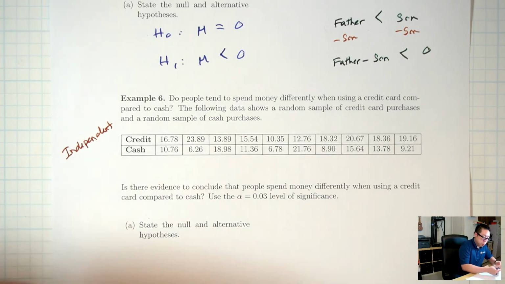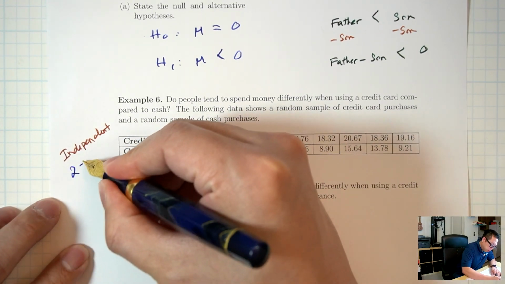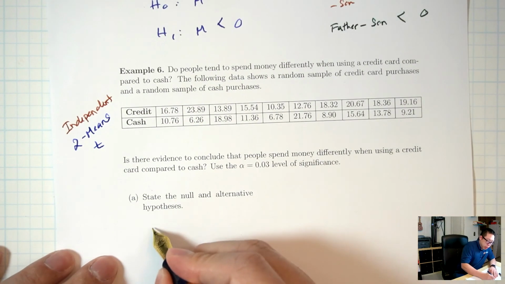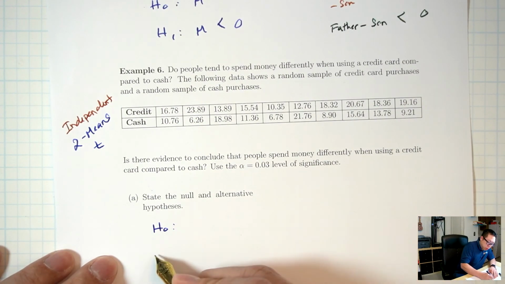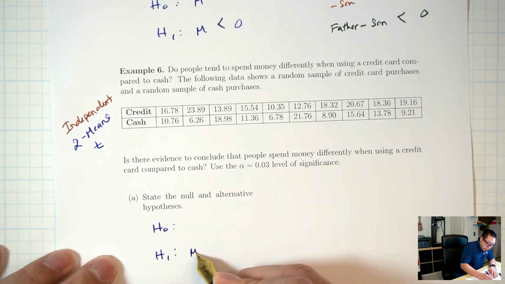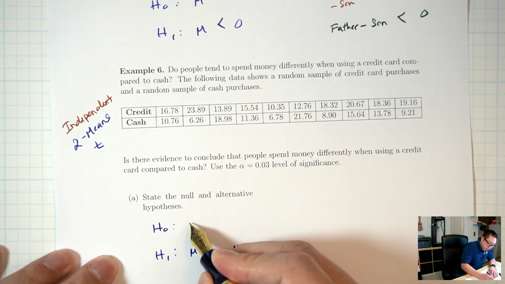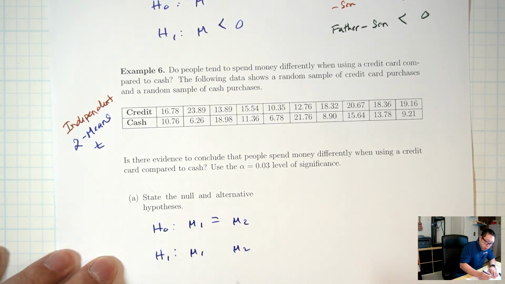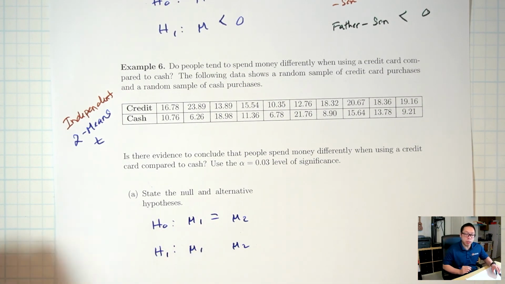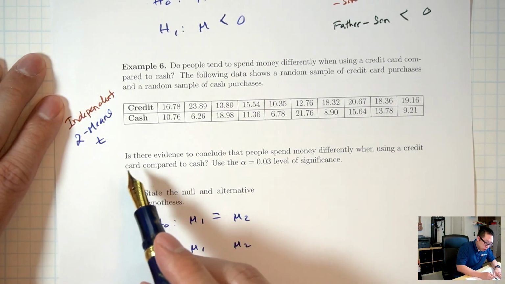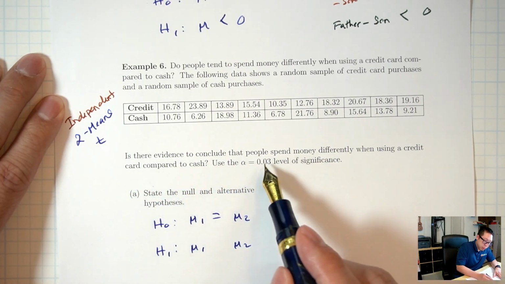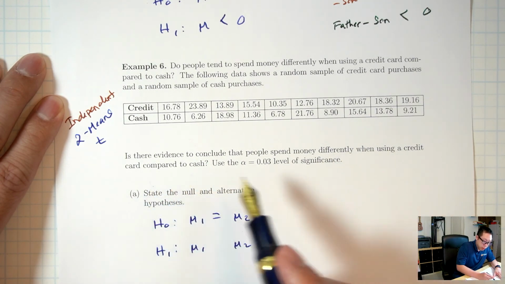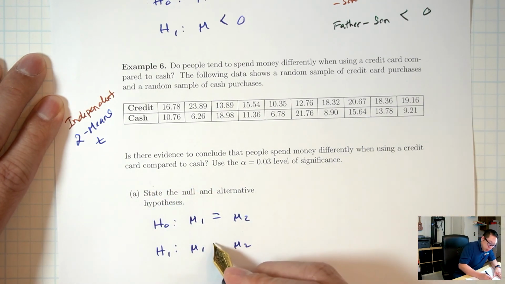Which means this is a two mean situation. And we're using t's, of course. H0, H1 should involve two mean symbols. H0 is always going to be equals. H1: less than, greater than, or not equals. Back to the question, is there evidence to conclude that people spend money differently when using credit card compared to cash? So differently, not equals.